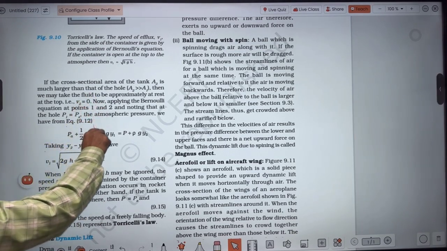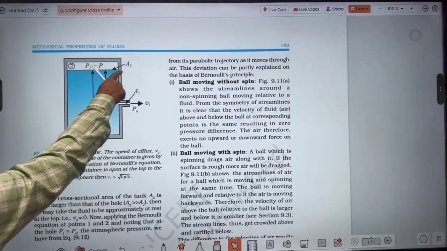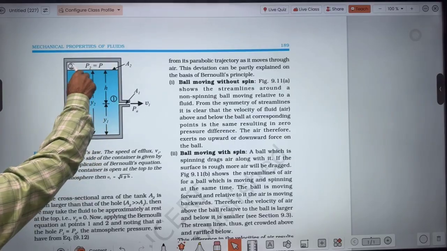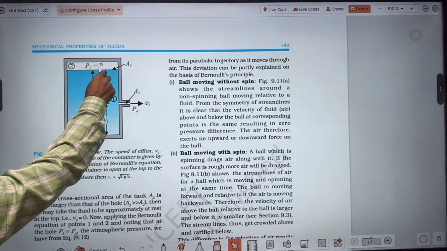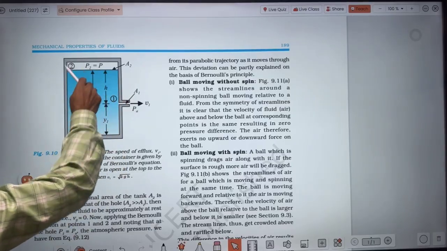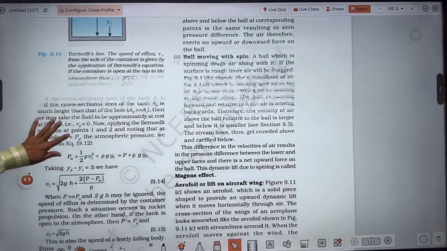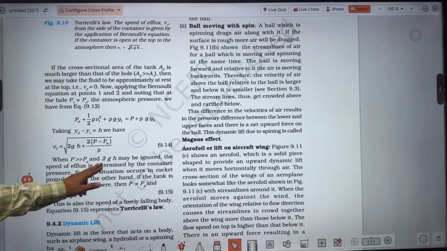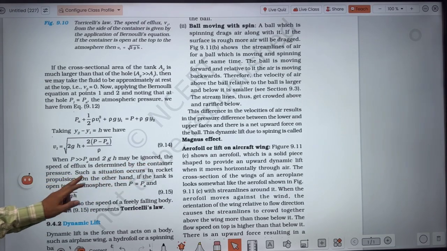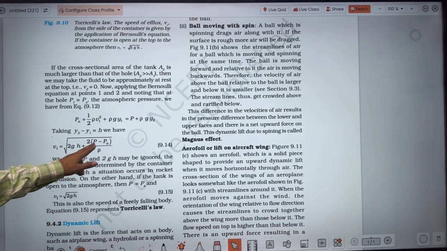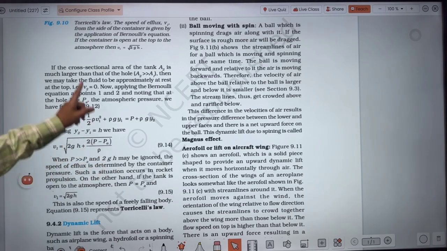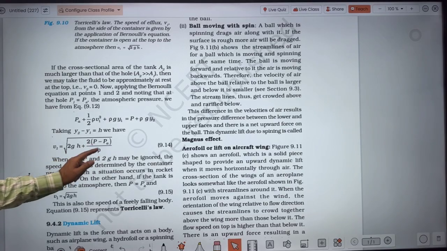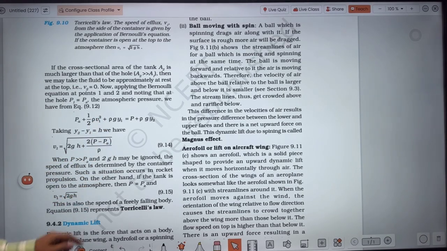Now, as I told you, if this end is closed, then pressure will be different. But suppose this end is also open, then the pressure P2 will also be equal to PA, meaning atmospheric pressure. So in this equation, this term will become 0. When P is greater than PA, and 2GH may be ignored, the speed of efflux is determined by the container pressure. There may be two cases. When this is very high, this term will be negligibly small, but if the tank is open, then P and PA will be equal, and this term will vanish. So both things are given here.